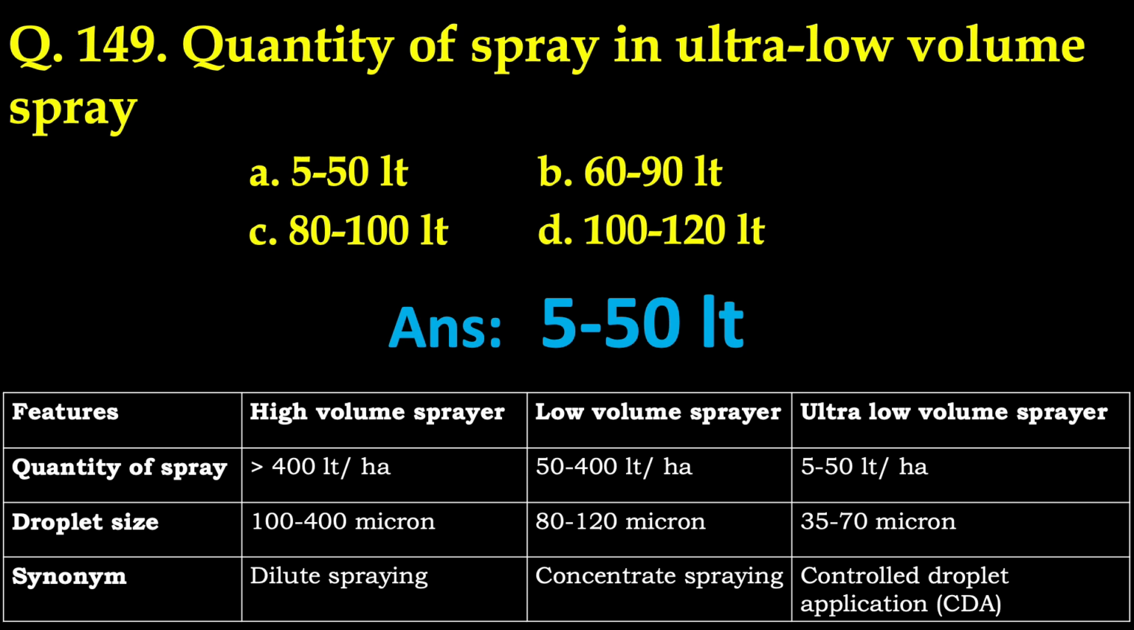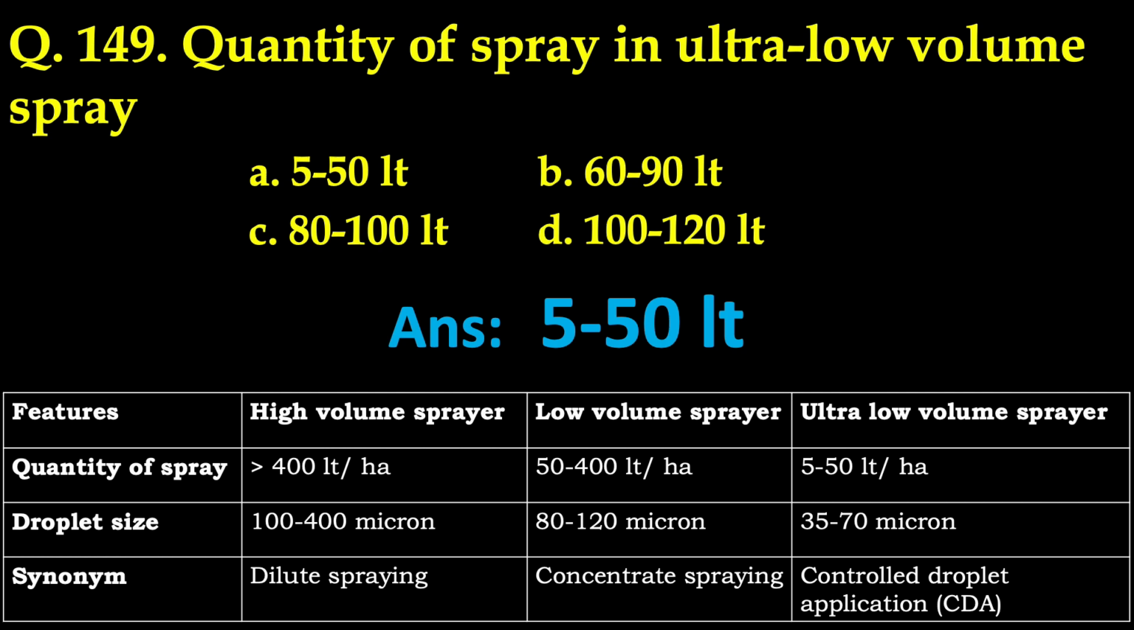So the quantity of spray required for high volume sprayer is more than 400 liter per hectare. In case of low volume sprayer, it is 50 to 400 liter per hectare. In case of ultra low volume sprayer, it is 5 to 50 liter per hectare. And this was in the question.